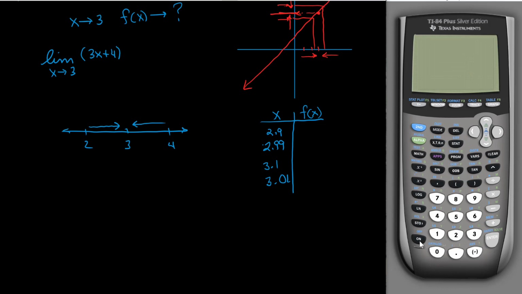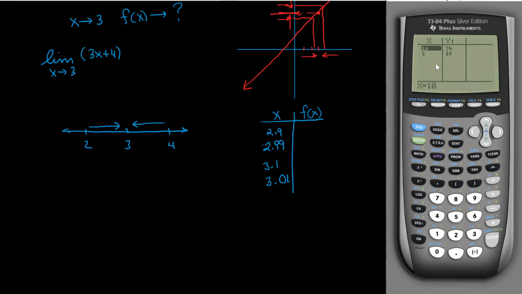So if you look to the right of the screen, I'm going to turn on the calculator and I'm going to go to y equals. Well, I thought I was turning on the calculator. There we go. Going to go to y equals. And the first thing I'm going to do is enter my function, which is 3x plus 4. From there, I'm going to go to the table function, which is the blue button, and then table.